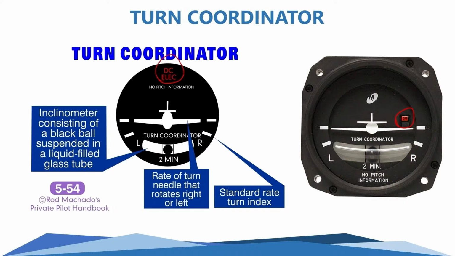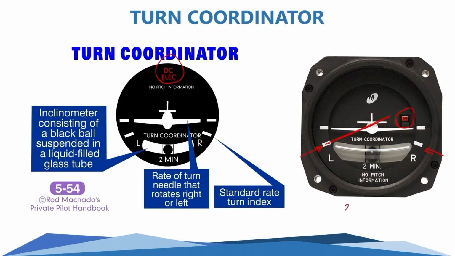There are two different components to this. The first one is the miniature airplane that we see here. The miniature airplane is going to tell us about our standard rate turn. So very simply, if the wings of the airplane are touching either one of these marks, that is going to be your standard rate turn. So that airplane would basically be in this configuration, which means we would be in a left-hand standard rate turn.